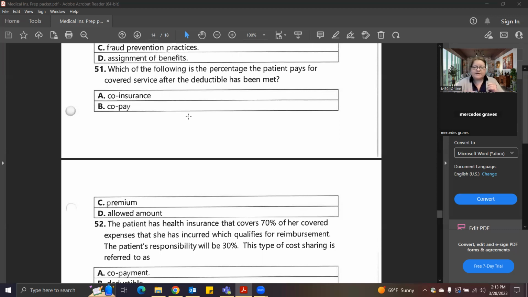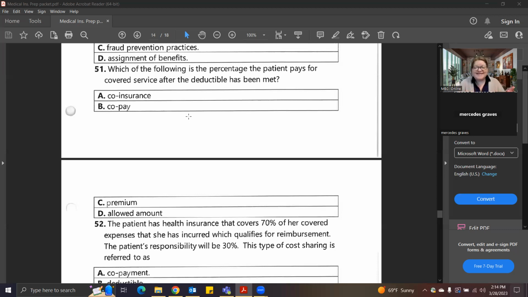Like your plan could have a copay and a coinsurance. You're going to pay your copay first and then your coinsurance. Like if it's for a service that doesn't have a copay, after your deductible is met, your insurance will pay 80% of what's allowed, and then you would pay 20% of what's allowed.